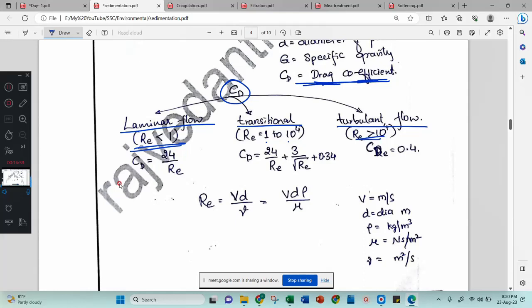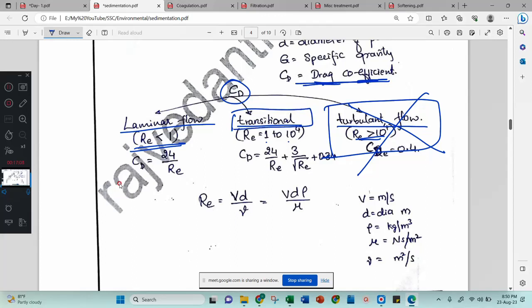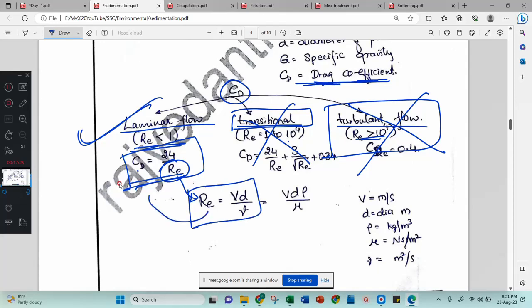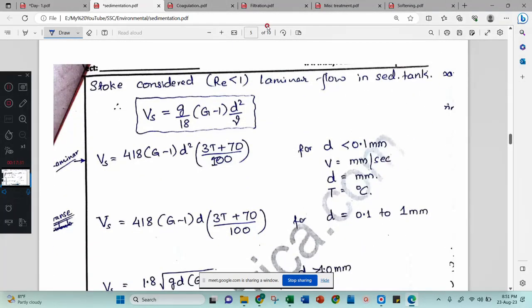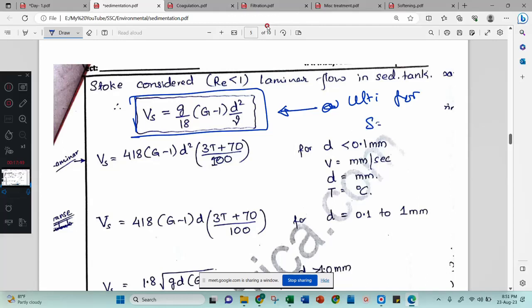As I already told you, if the flow is turbulent, then the particles will not settle down. Therefore, we don't want this one. If the flow is transitional, then also we are not concentrating on this one. Therefore, we will not take this one. Then in the sedimentation tank, we will concentrate on CD equal to 24 by Re. Learn this by heart. This is very important. What is this Re? Re is the Reynolds number, which can be calculated using this equation. This Reynolds number we will substitute here and redefine the CD value. Then that redefined CD value we will substitute in this equation. We will get this. This is the ultimate equation for sedimentation.